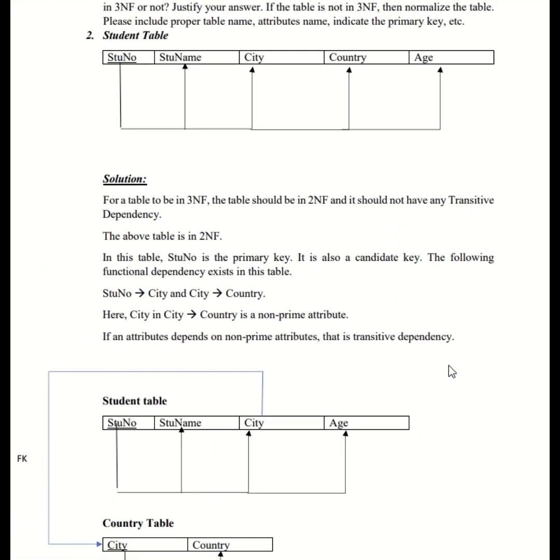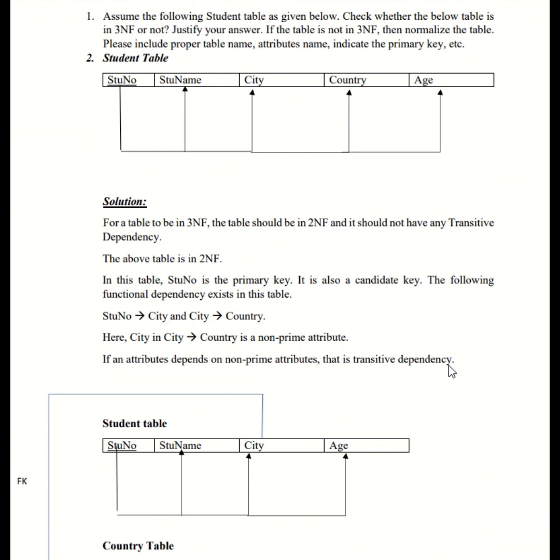Now another exercise. Assume the following student table. Check whether the table is in third normal form or not and justify your answer. Okay. This is the student table. It has 5 attributes. By looking into the attributes, all of them are atomic attributes, no multi-valued attributes. So I can conclude it's in first normal form. I didn't see any partial dependency. So it obviously in second normal form.